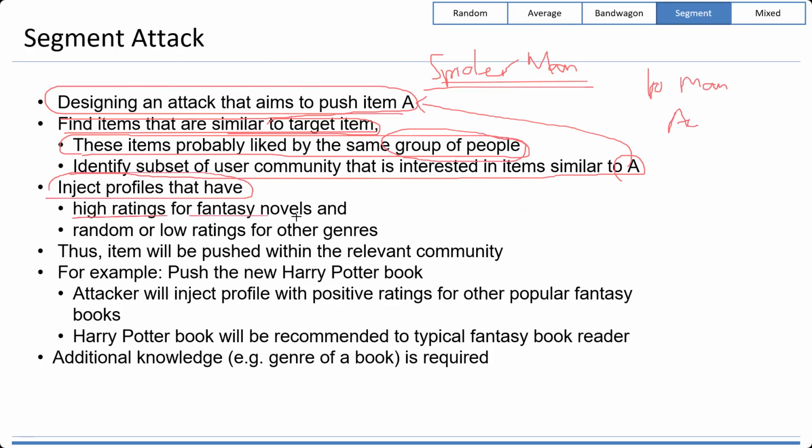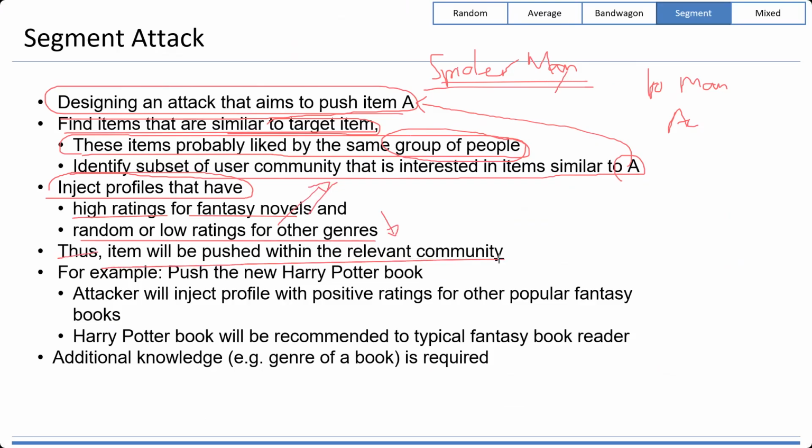For example, this one is in the book domain, about fantasy novels. And we can give random or low ratings for the other genres. So if it is related to Marvel, let's put the high rating for Marvel, and then let's put the low rating for the other production houses. Thus, the item will be pushed within the relevant community.